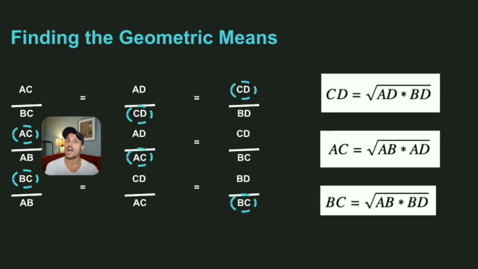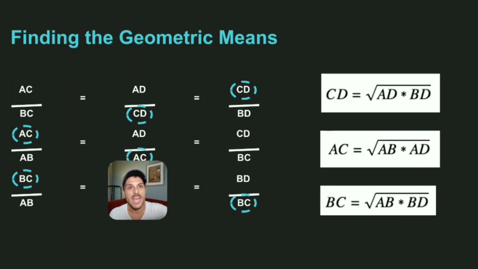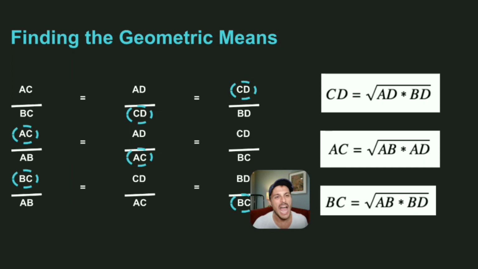In a similar fashion, I've got AC up here in the numerator and AB in the denominator, AD over here in the numerator, and AC again in the denominator. So when I cross multiply, I get AC squared is equal to AB times AD. And when I solve for AC, I'm going to get that formula right there. And then I've got BC over here in the numerator, BC over there in the denominator. So when I cross multiply those two things, I'm going to get BC squared is equal to AB times BD. And when I solve for BC, I get BC is equal to the square root of AB times BD.